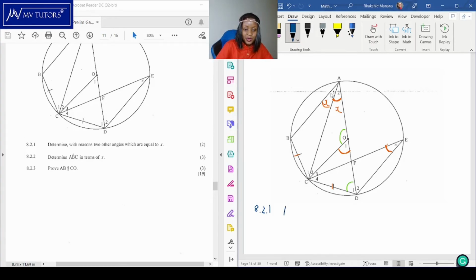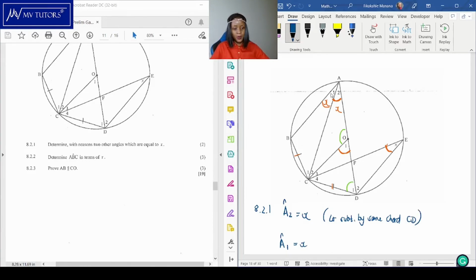Okay, we got it. So A2 is equal to X. We'll get to the reasons now. And also A1 is equal to X. So why is A2 equal to X? Angles subtended by the same chord, and that chord is CD. Angles subtended by the same chord are equal. And then A1 is also equal to X because we have chords of the same length. Ooh, my handwriting is incredible. So BC is equal to CD.